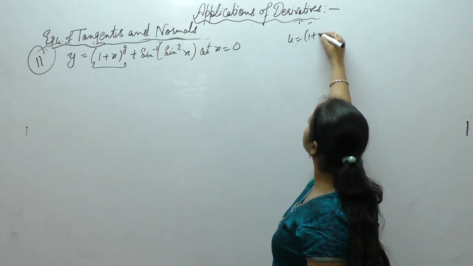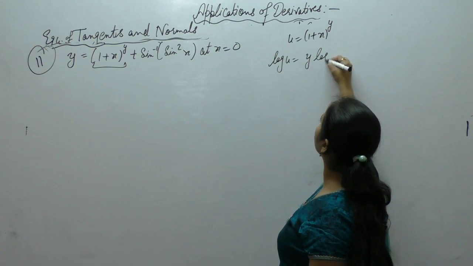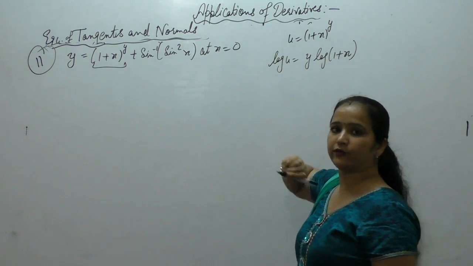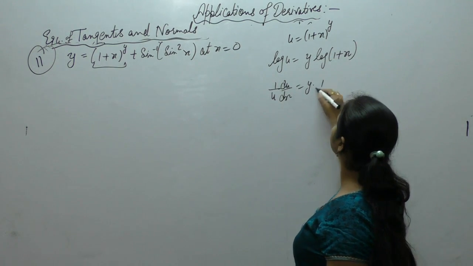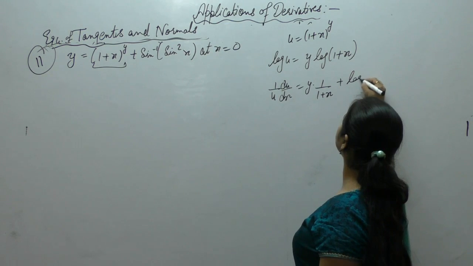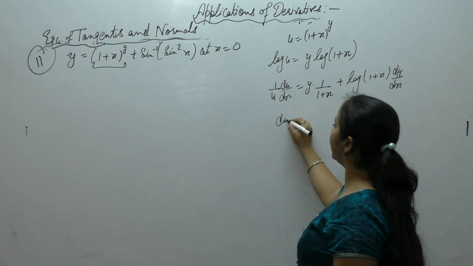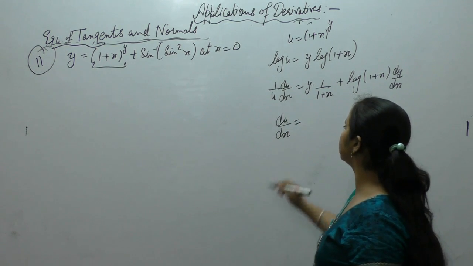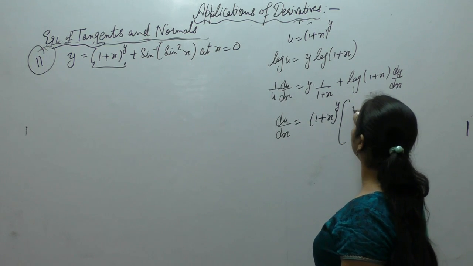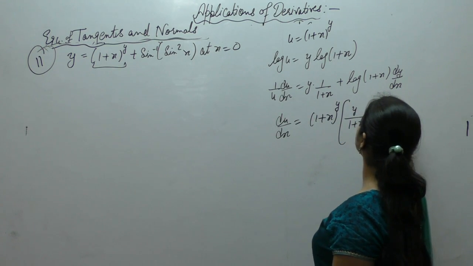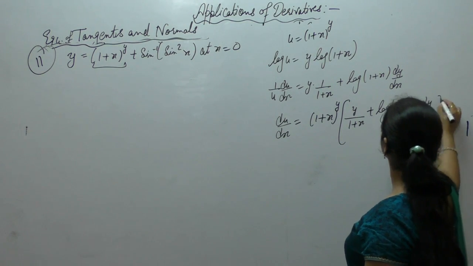Let it be u. Now taking log on both sides, log u = y log(1 + x). Now differentiate with respect to x. First function times derivative of second plus second as it is times derivative of first. So we get (1/u) du/dx = y/(1 + x) + log(1 + x) dy/dx.